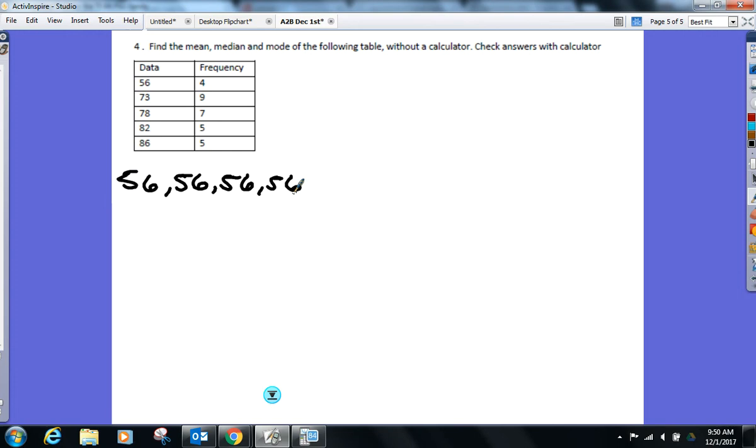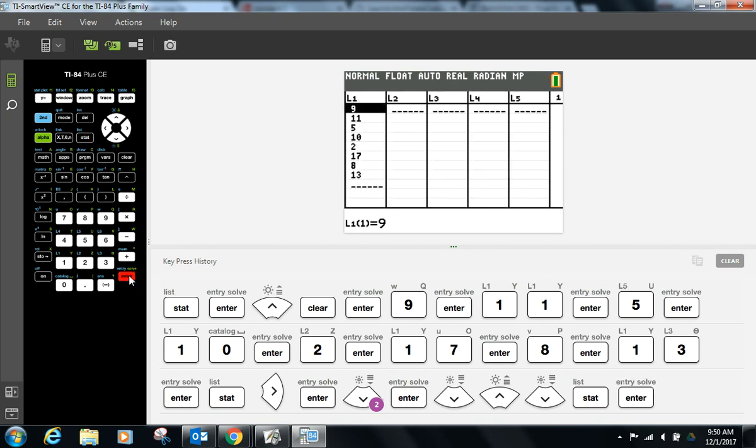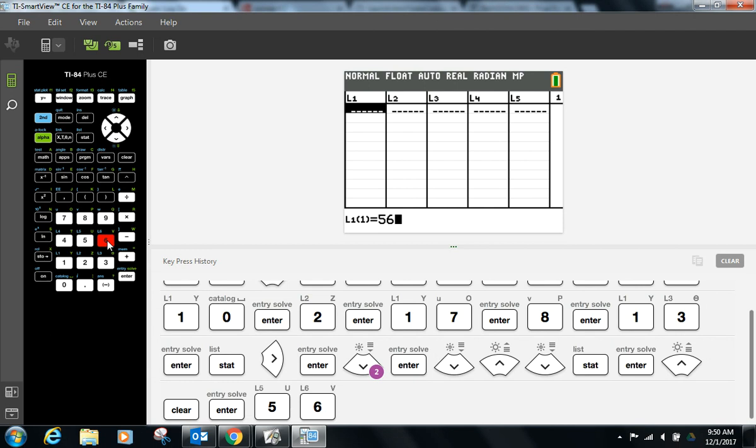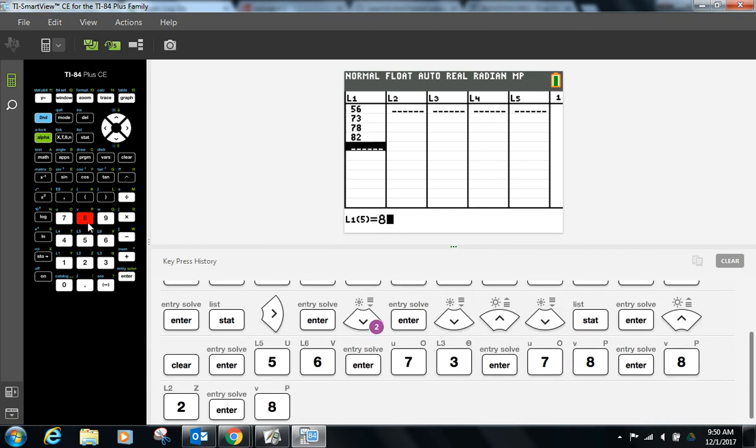All right? So let's go back to our list. Remember how to get there. Stat. Edit. And again, if you guys weren't paying attention before, to clear out a list, I highlight the list I want to clear out. Clear. Enter. And here we go. Let's type in the data points for us. 56, 73. And yes, I know I'm only typing them once because guess where I'm going to put my frequency now?